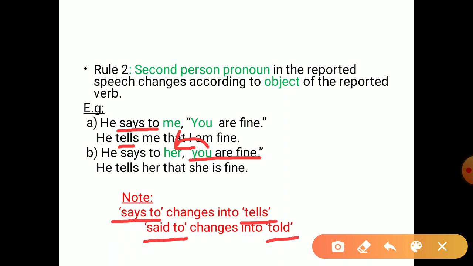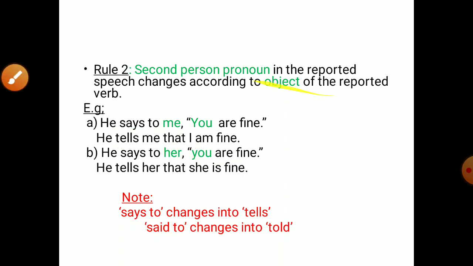And the object is her. So he tells her, says to changes into tells. He tells her that she is fine. So you also change according to her. Her is the object. That's why we say she is fine. We cannot say her is fine because that's inappropriate again. So this is all about second person pronoun.